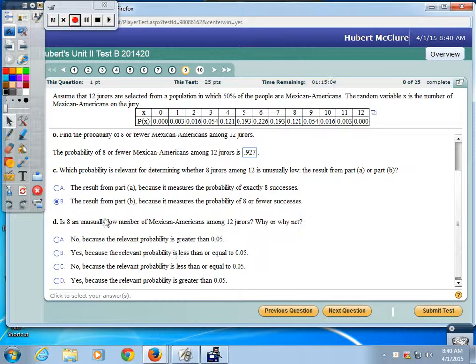Now, this guy that writes this book, he tries to do everything in the world on these questions to screw you up. So it screws me up sometimes. So you got to be careful. Is 8 an unusually low number? Is it unusual? No. So you got to pick the one that says no. All right. Now you got to match it up. Greater than 5 cents. You got to be careful on these. These two questions are the reason that we're changing books, because we do not like the way he words these questions. It's like he's trying to trick the students.